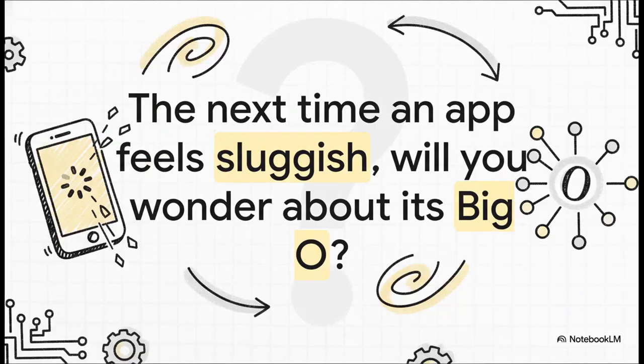So I'll leave you with a final thought. The next time an app on your phone is taking forever to load or a website feels really sluggish, maybe stop and wonder, I wonder what kind of algorithm is running under the hood. I wonder what its Big O is.